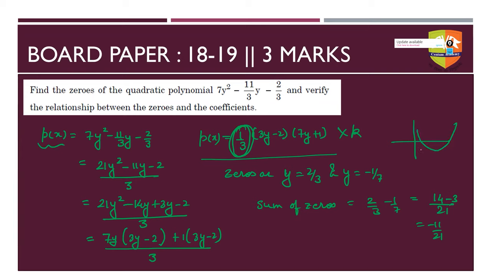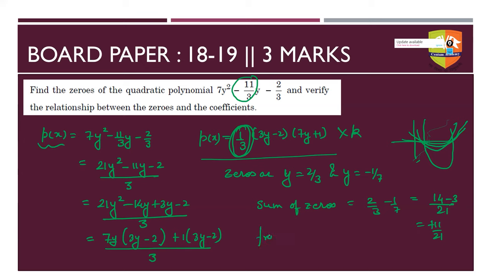So these are the 2 points where they're cutting. There could be infinite number of polynomials with the same zeros, but they're all different polynomials. Anyways, so minus 11 by 21 is verified. Why? Because minus b by a is, hold on, sum of zeros should be 11 by 21. What's happening? Oh, this side plus one, wait, minus one. So 11 by 21 done.